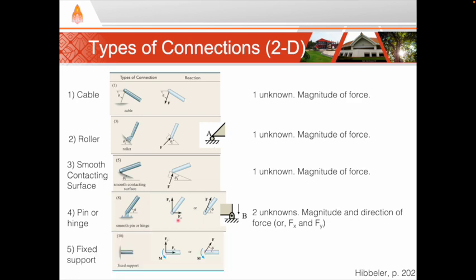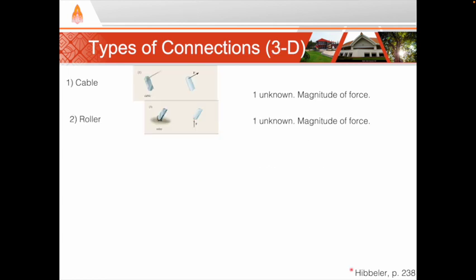And finally, the fifth and final type of connection we will consider in this course is the fixed support. A fixed support cannot move, it cannot rotate, and therefore it can exert a force in any direction, in x or y, and it can exert a moment. And so therefore there are 3 possible unknowns at this type of connection: the magnitude and the direction of the force, and the moment.